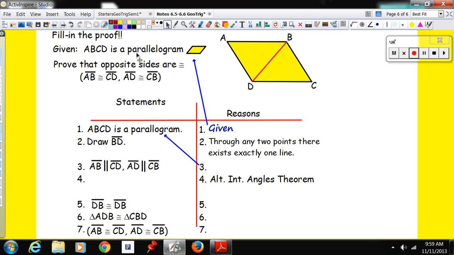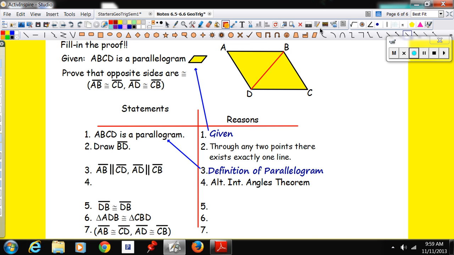Now, because of the word parallelogram, that means that the only way this could be a parallelogram is that these sides have to be parallel. So because they use the word parallelogram, that's going to be our definition of a parallelogram, that the opposite sides are parallel. So that would be step 3. Opposite sides are parallel. So what we might even want to do there is put little arrows on our picture.